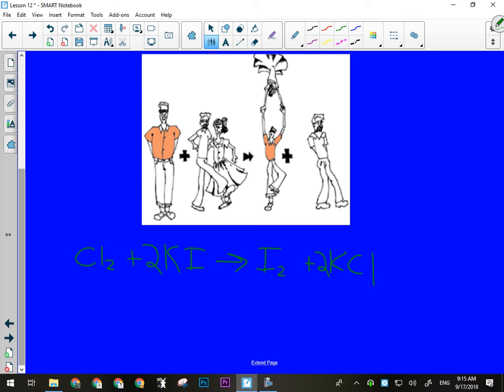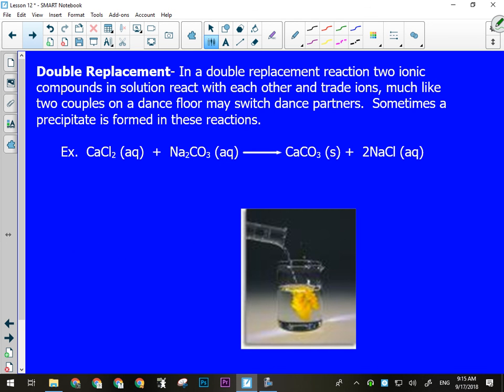All right, questions on the single replacement? Okay, last one, double replacement. Double replacement is two ionic compounds reacting with each other. All right, so two ionic compounds reacting to form two new ionic compounds.